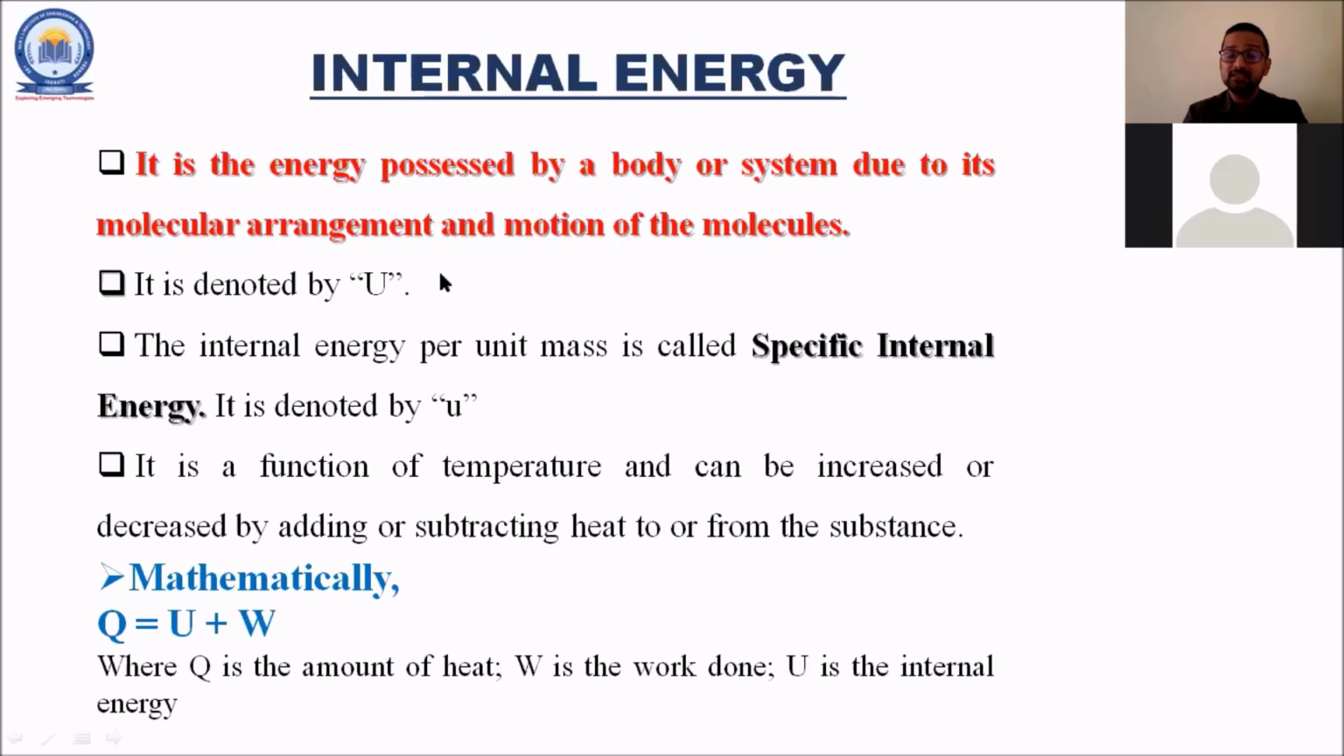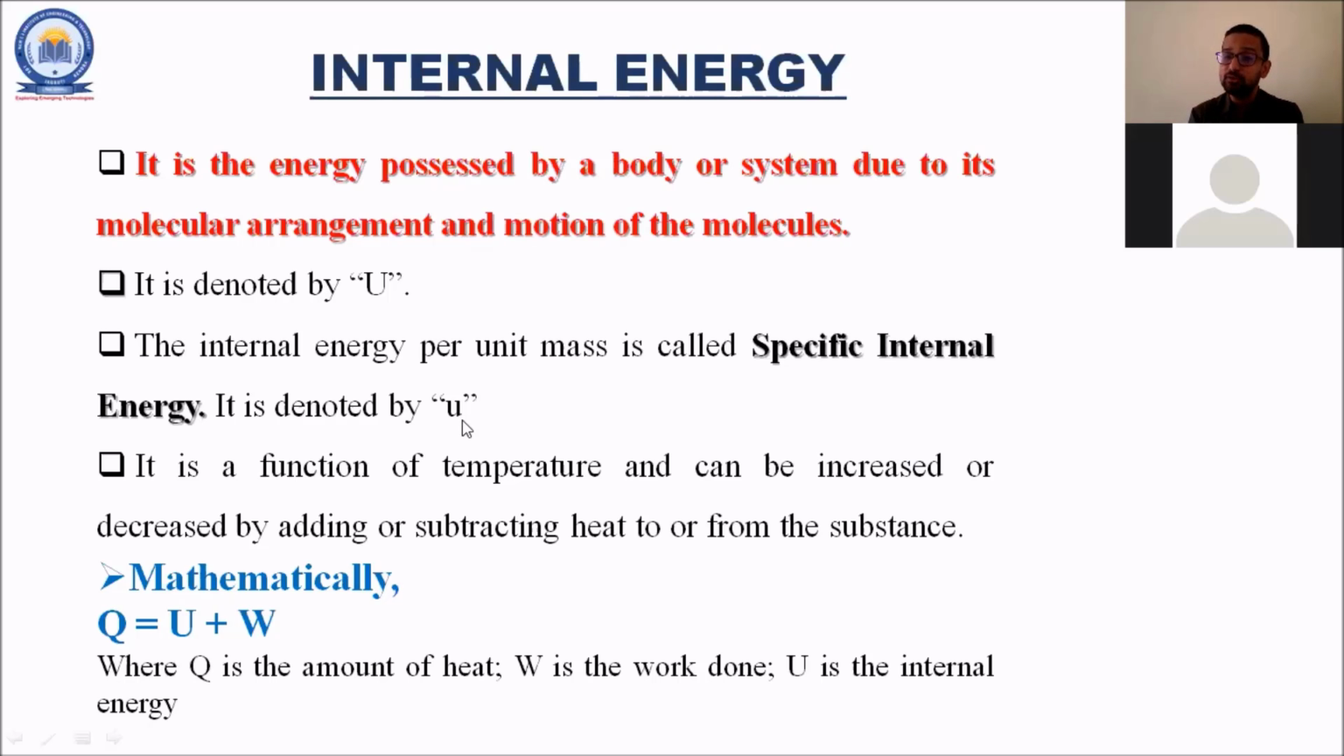So internal energy is denoted by capital U. The specific internal energy is the internal energy per unit mass of the substance, and it is denoted by small u. Generally, friends, the internal energy is a function of temperature. The internal energy can be increased or decreased by adding or subtracting heat to or from the system.